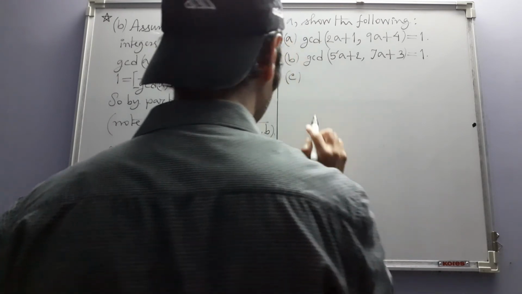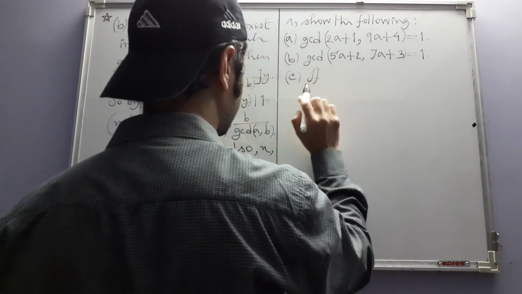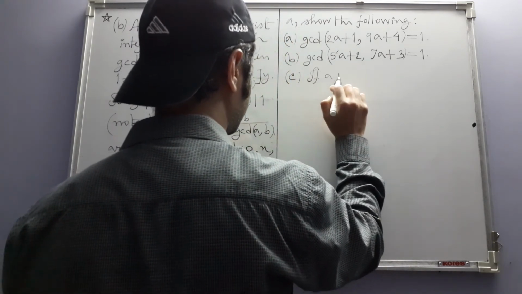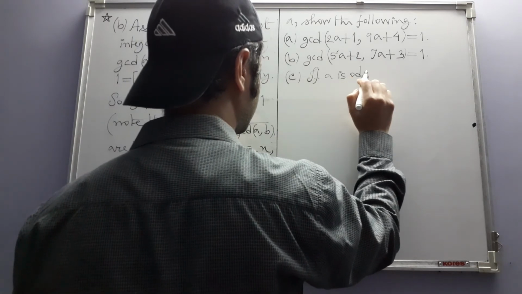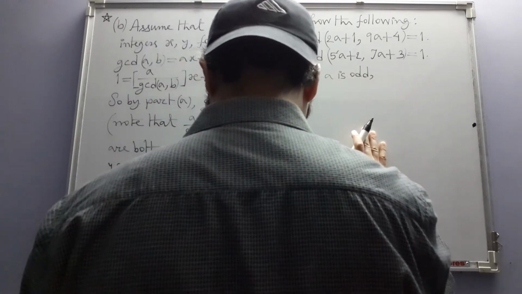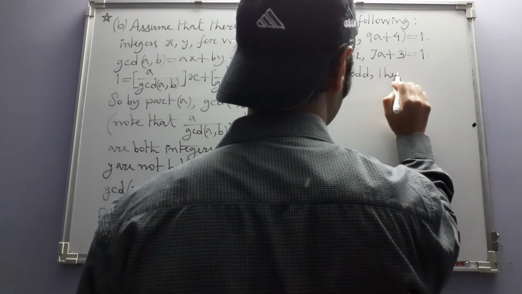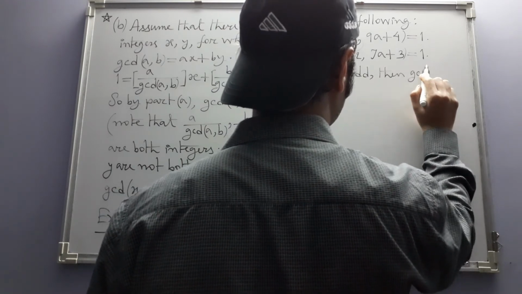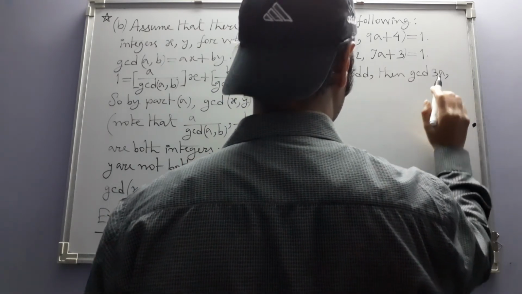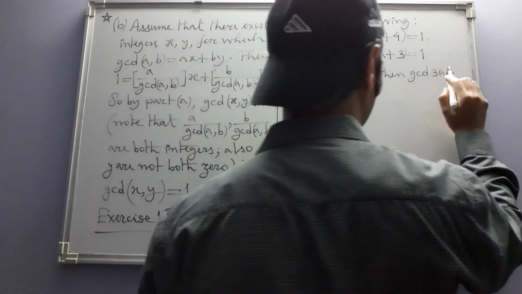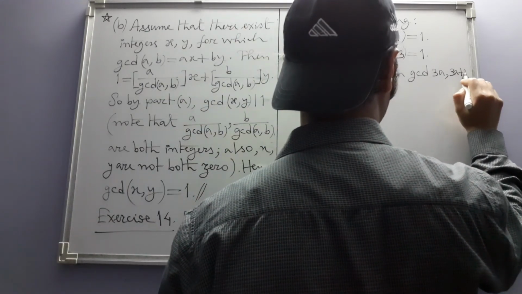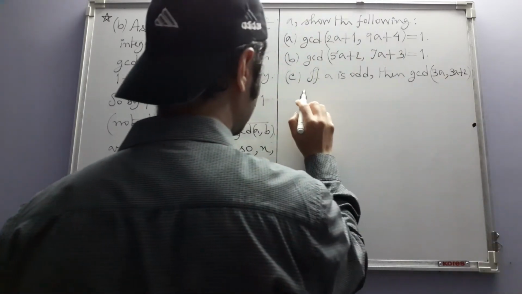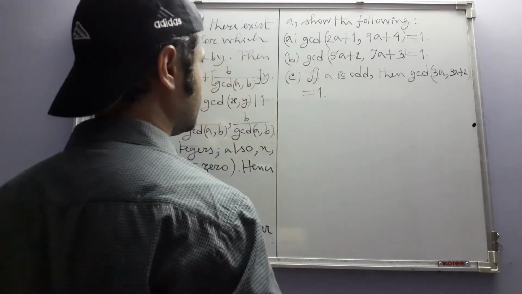See, if a is odd, here there is an extra condition, then GCD of 3a and 3a plus 2 is 1. Okay.